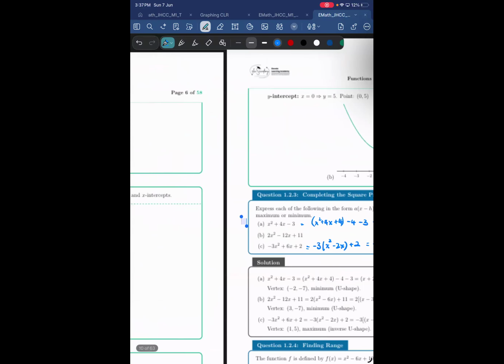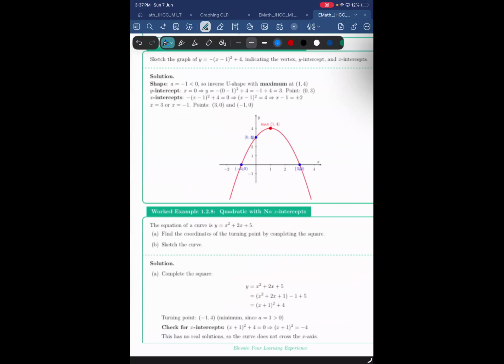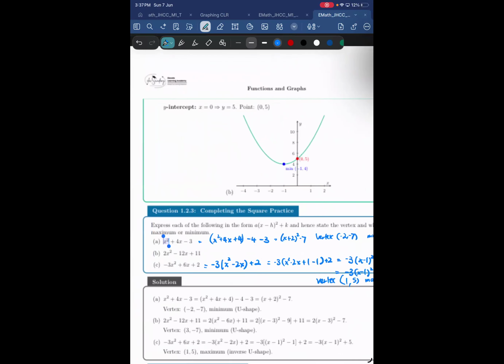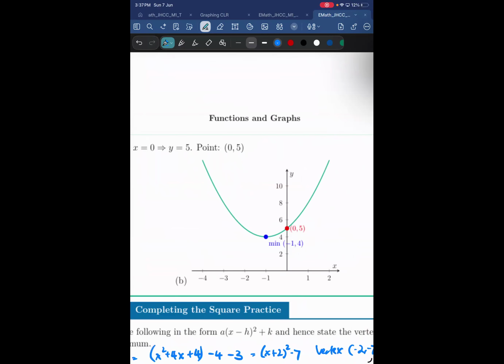Then the last example we'll see for this. We are given the equation of this curve and asked to find the coordinates of the turning point. The turning point here is minus 1 comma 4. Good. Now we want to check for the x-intercept. The special thing about this curve is there is no x-intercept. There is a y-intercept at y equals 5. If there is no x-intercept, you can expect the graph to be above the x-axis, like this.